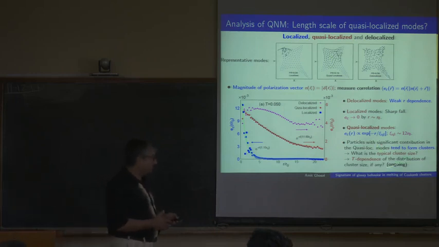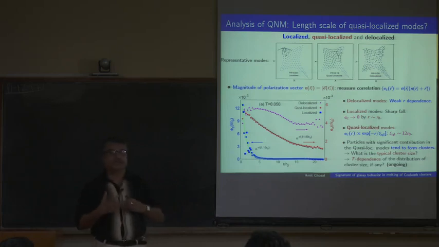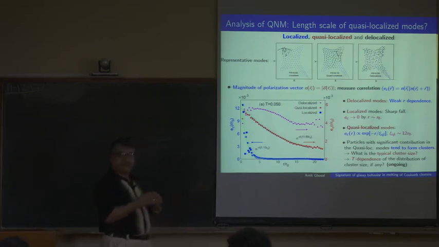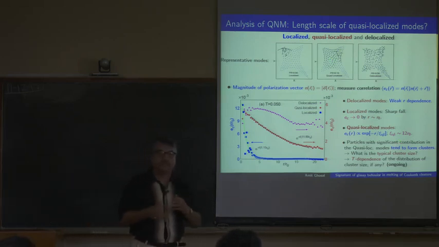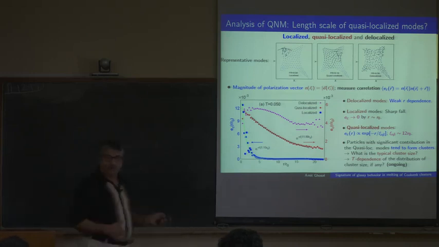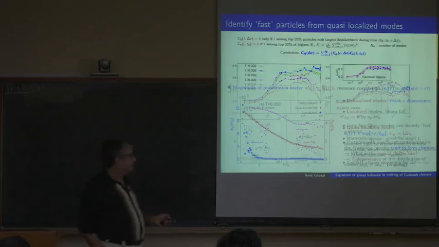What is under progress is that you can do something like a cluster analysis. Sometimes there are more clusters, so you can look at the distribution of the cluster sizes, and from there you will probably get a better handle on the length scale. That is what we are up to.